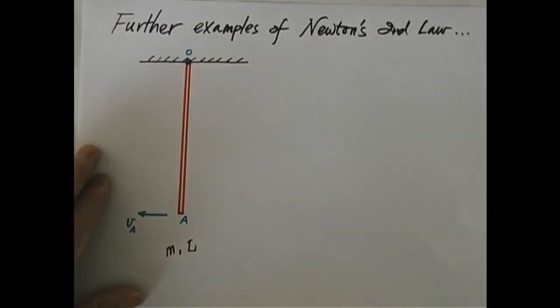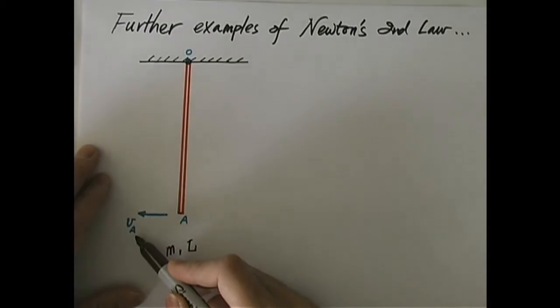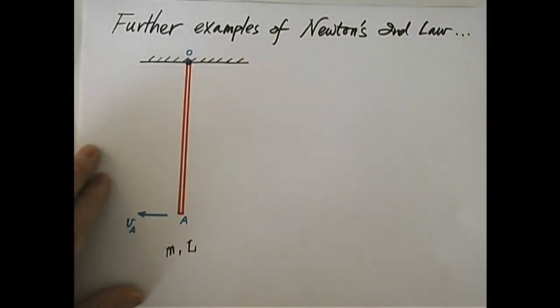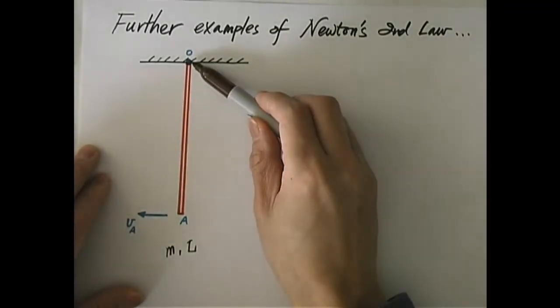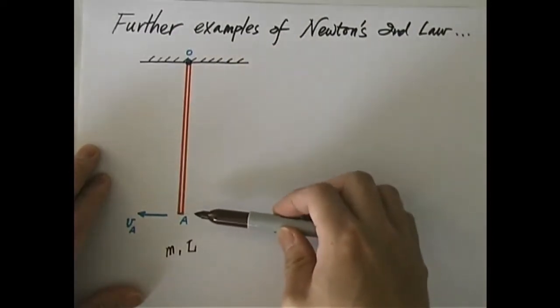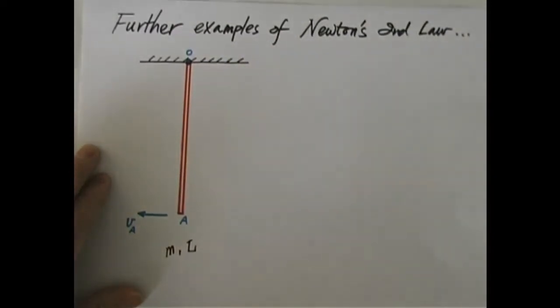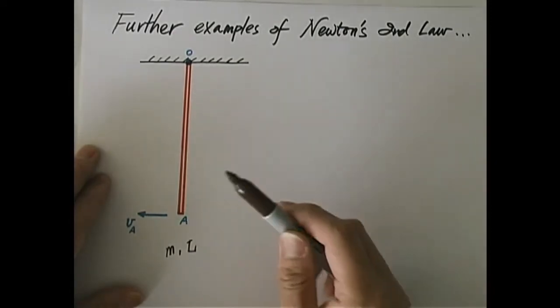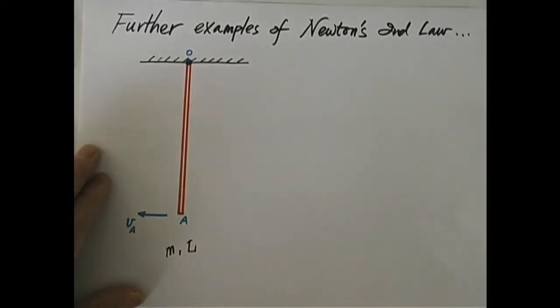What I want to know is, at this moment, given that speed V_A, can I find the tension in the rod anywhere? The tension varies, right? You can expect that at the top you have the greatest tension, because it has to support all the weight of the rod, plus it has to support the movement of the rod. At the bottom, point A, the tension is 0 because it's not supporting anything. So the tension should be variable.